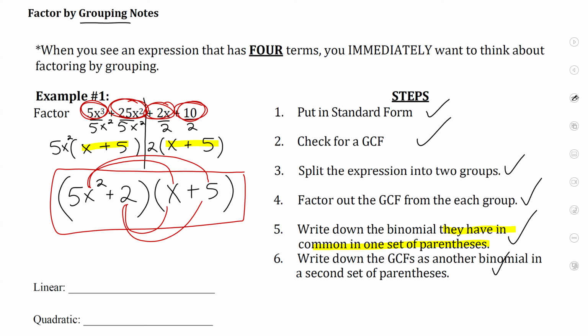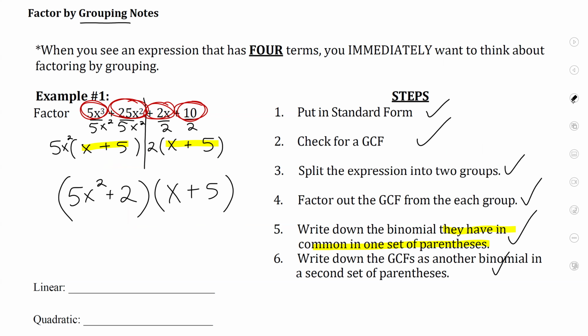Okay? So the linear term is x plus 5. X plus 5 is the linear term. Because the power here is just a 1. If it has just a single x, it's linear. If it has a squared, it is quadratic. So this is the quadratic factor. X plus 5 is your linear factor.